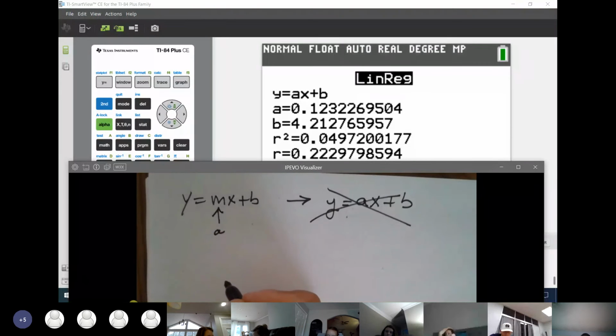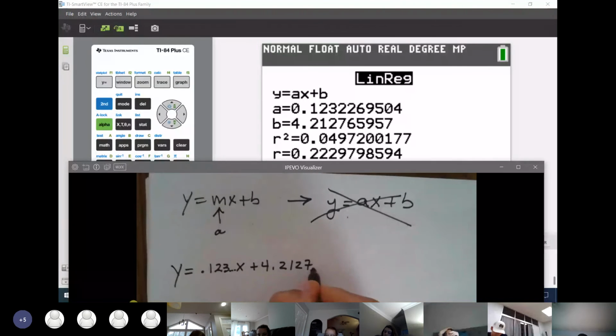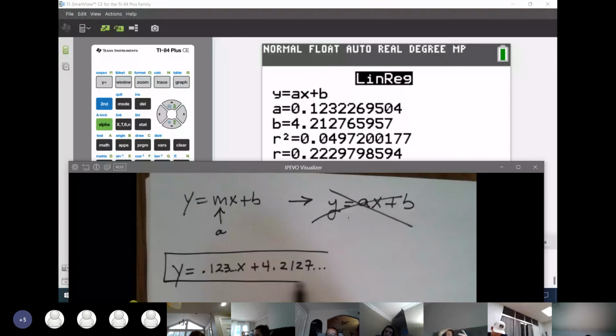So y is equal to 0.123 x plus 4.2127. And there is your line of regression that's going to be going through those points.